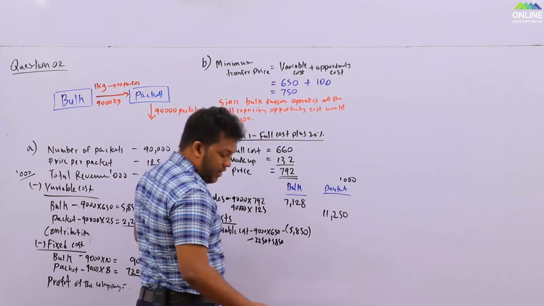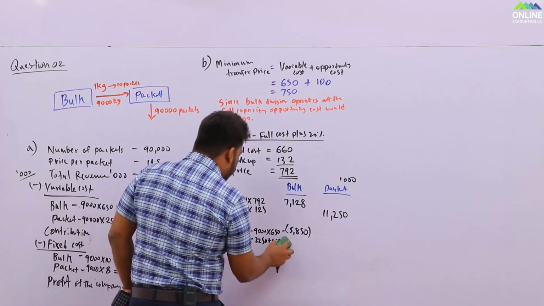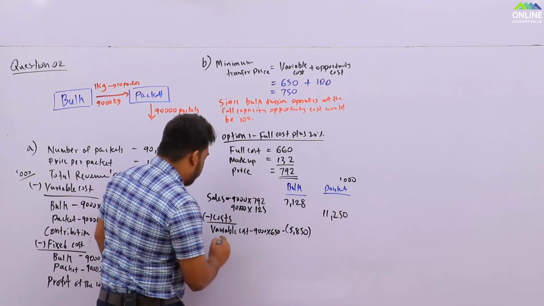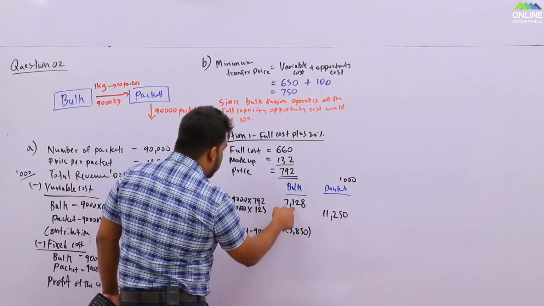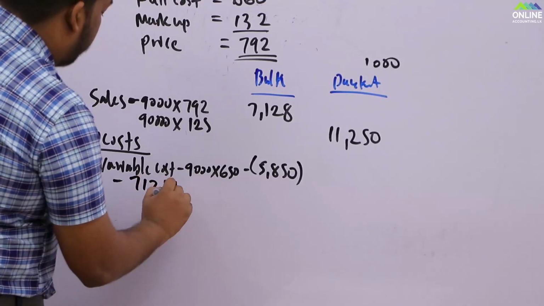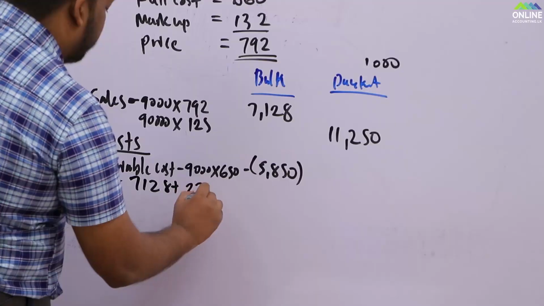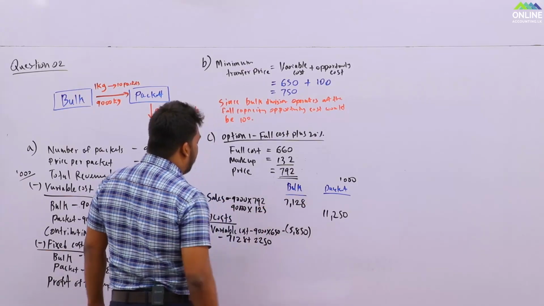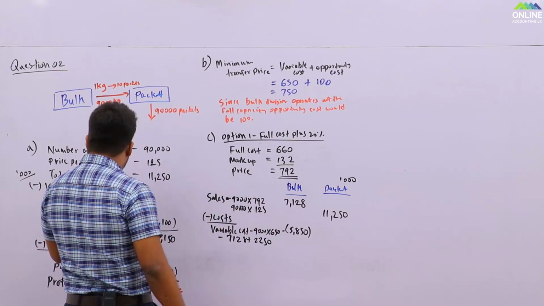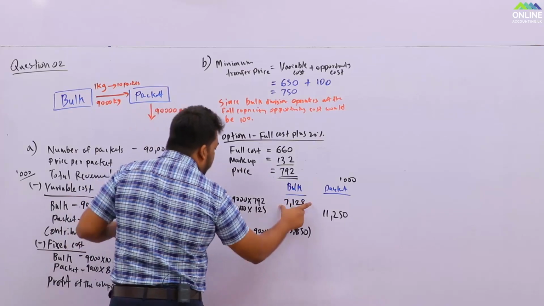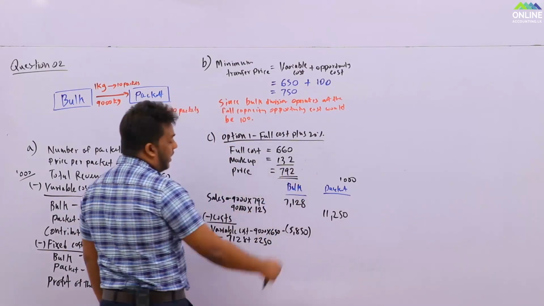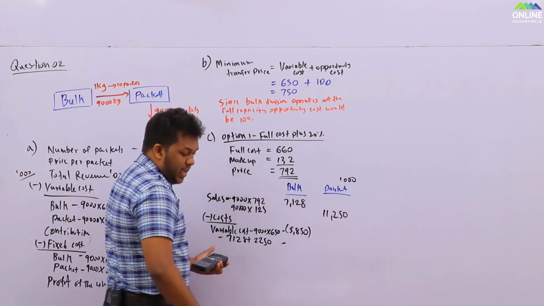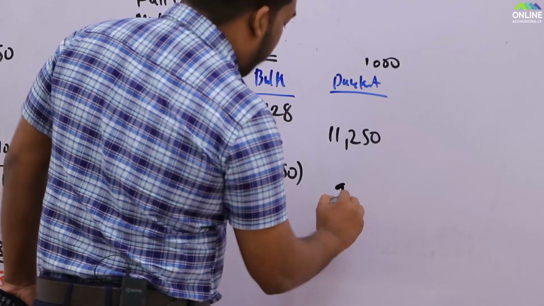Sorry, now they are getting it for a different price. What is the price they are getting now? 7128 plus 2250, because they are purchasing now at this. Earlier they purchased for 5850, but now they are purchasing for 7128 because the price increased. So 7128 plus 2250, the answer is 9378.